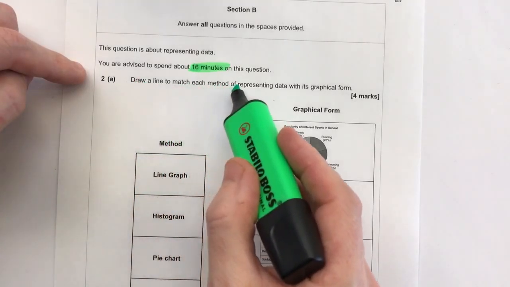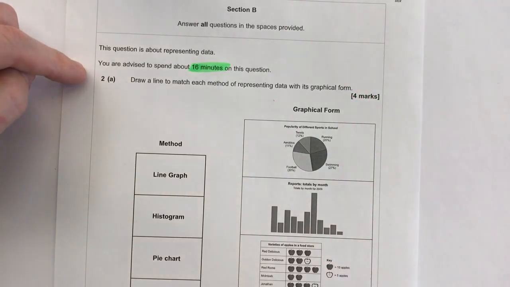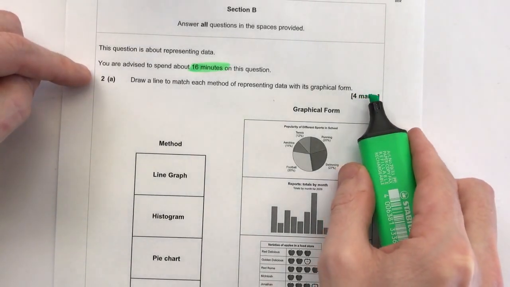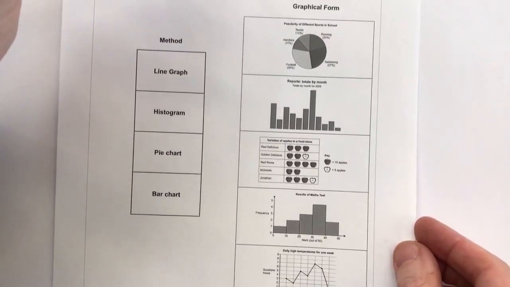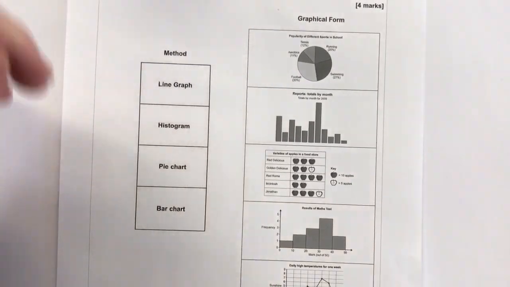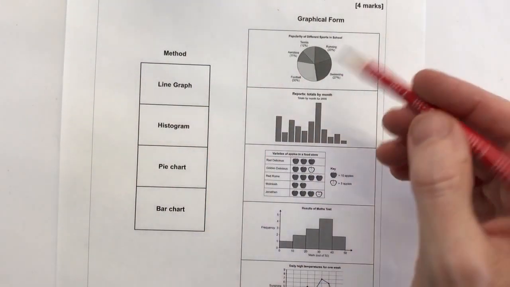Draw a line to match each method of representing data with its graphical form. Okay, so you can see that this is worth 4 marks. So we've got to get 4 lines in the right place. And it's very simple, and we get these quite a lot in graphical products, is you actually just got to match them up. So you'll see the first one here is a line graph.